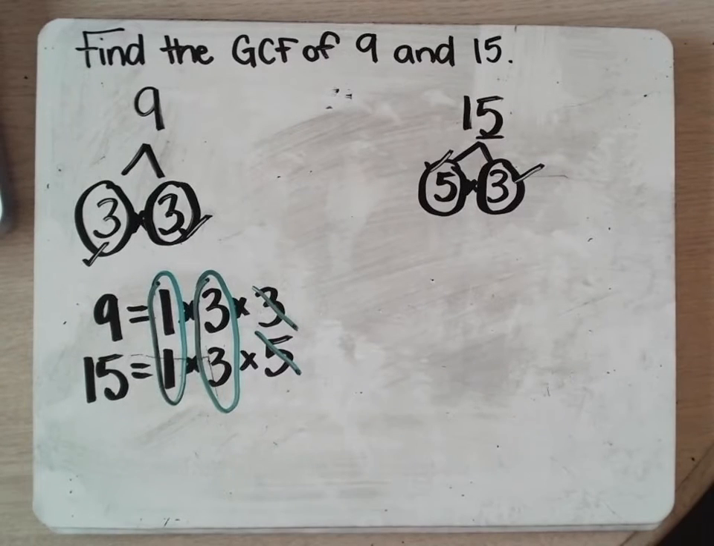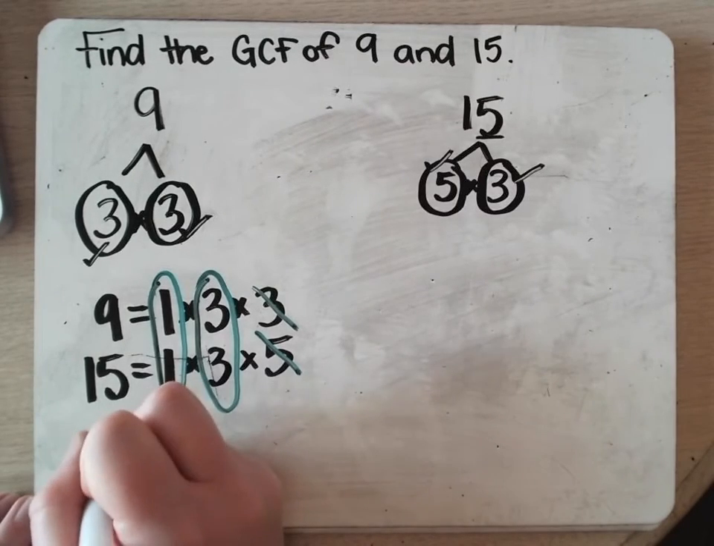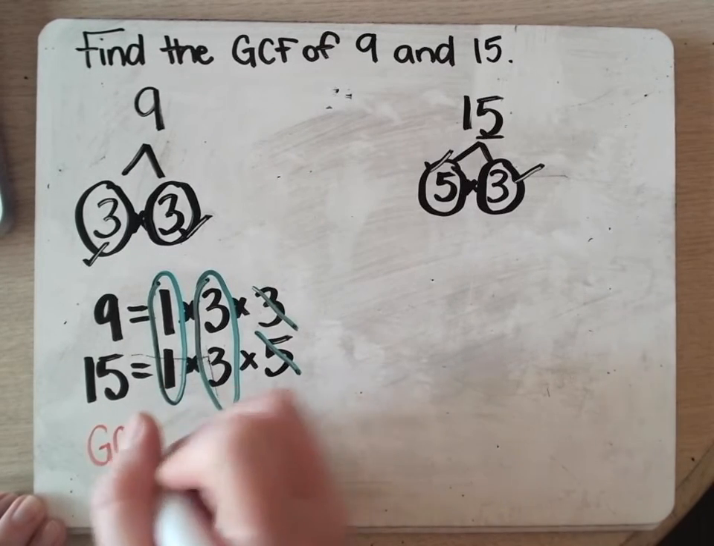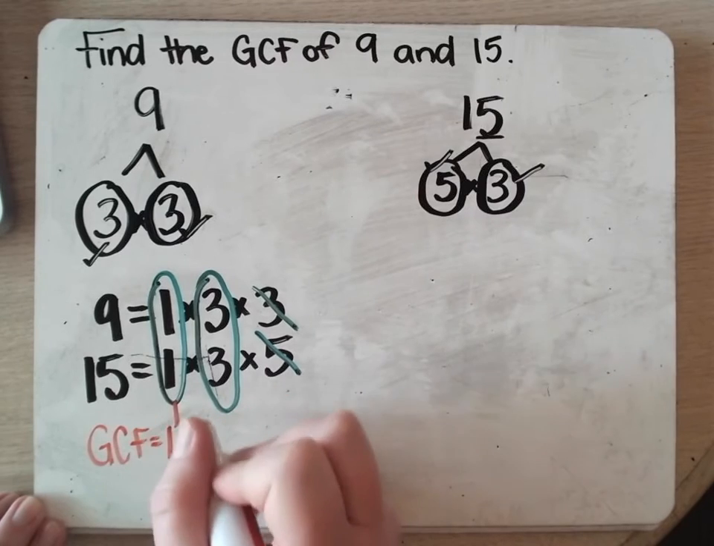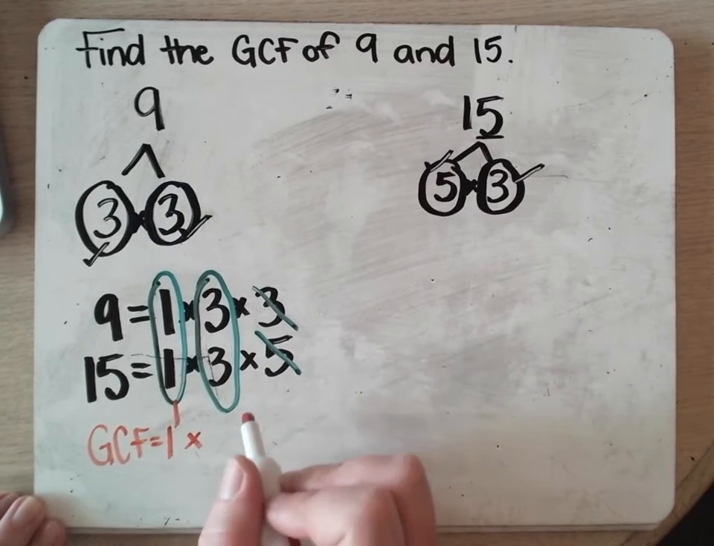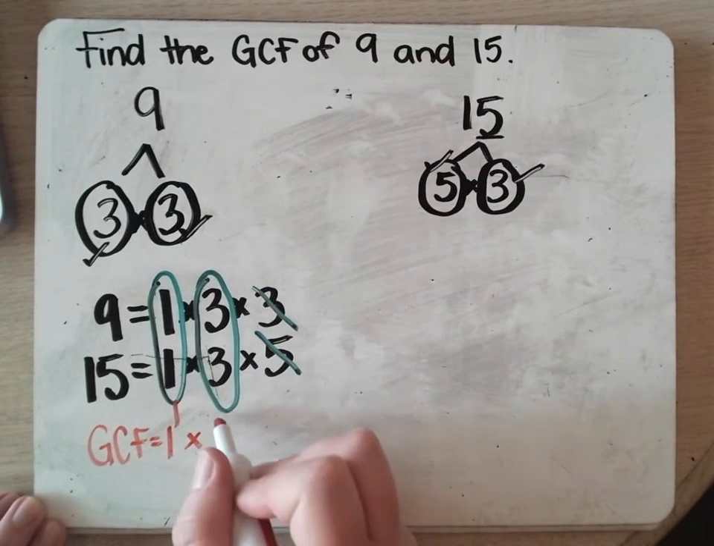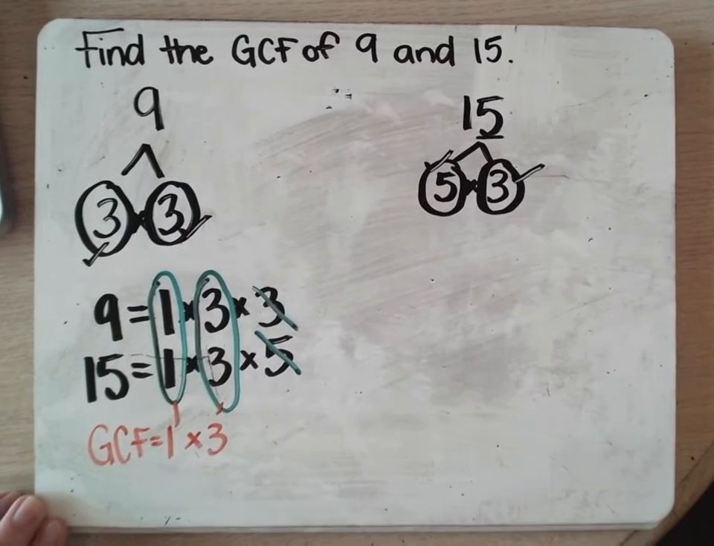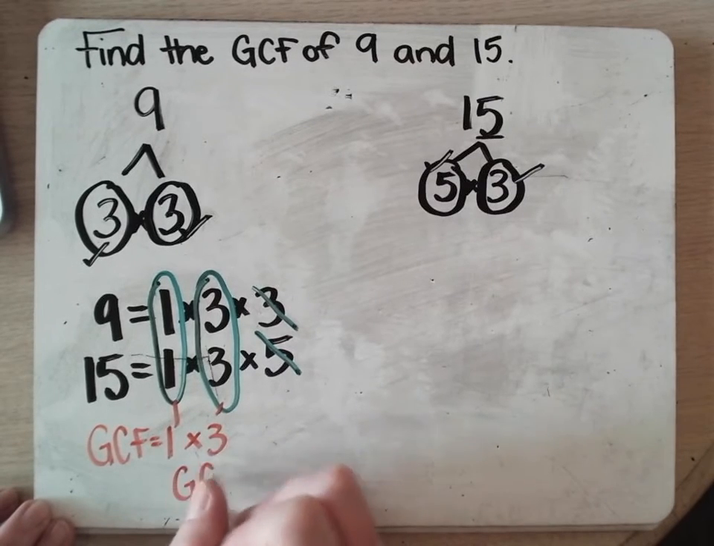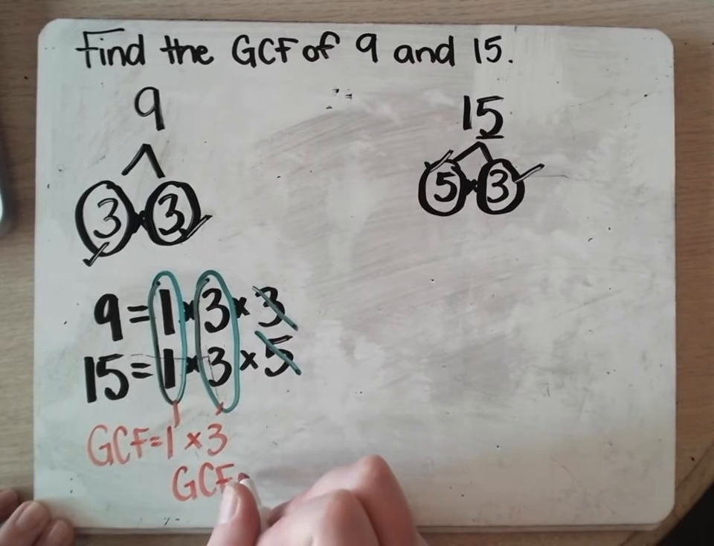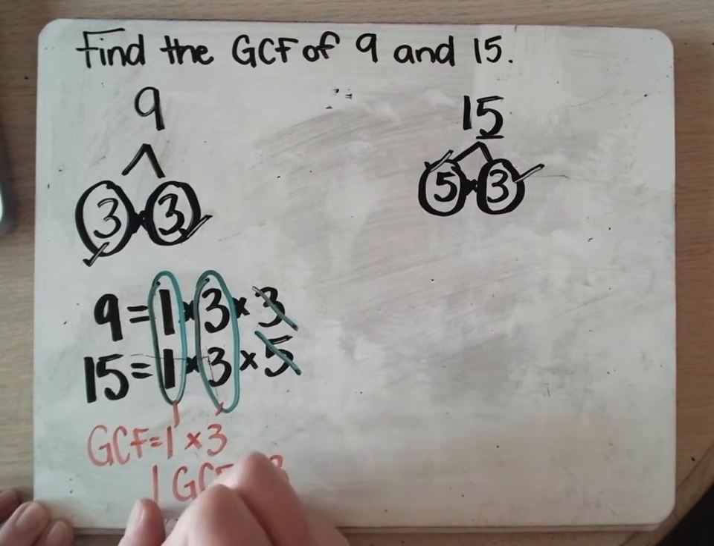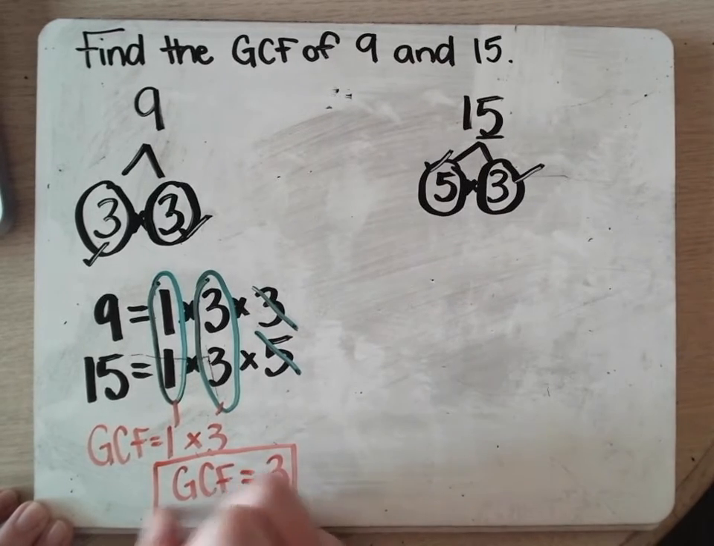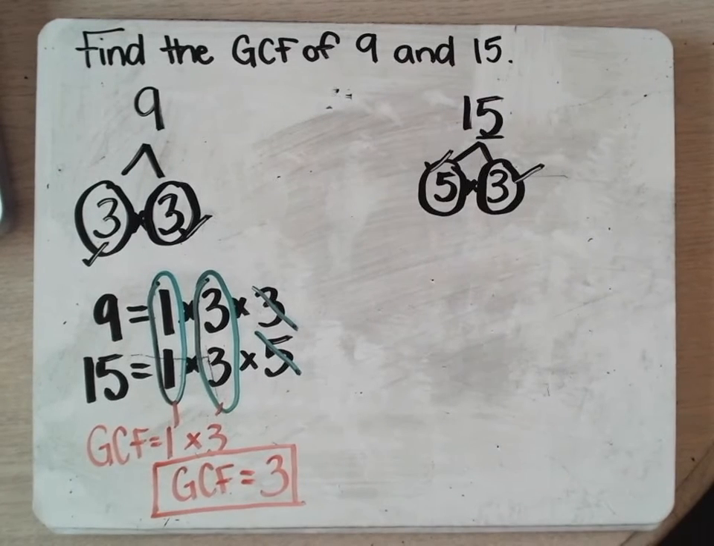Now remember, you just pull out one number from each of the pairs you circled to find the GCF. So GCF equals 1 times, because we're multiplying, we're looking at factors, times 3. So GCF of 9 and 15 equals 3. 3 is the largest factor that goes into 9 and 15 evenly.